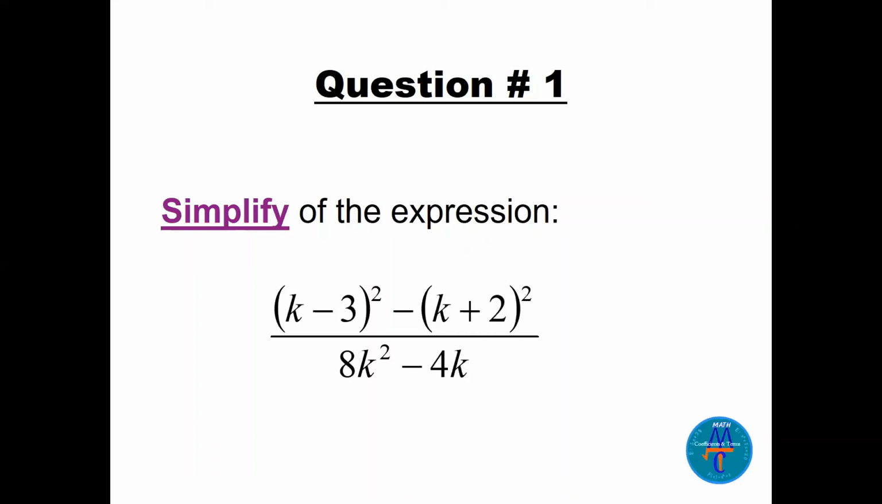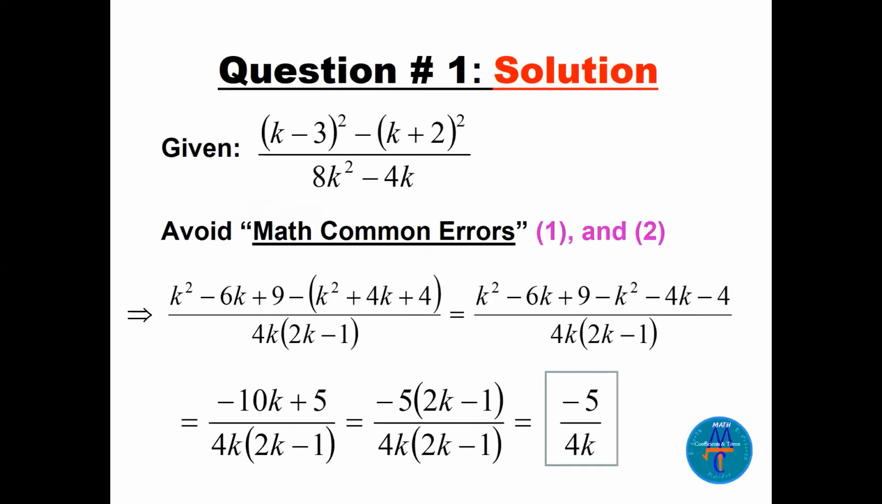Okay, did you try? Let's go and see the steps and the answer. First, try to avoid the mistakes and use the correct formula. Look carefully, please, here. K minus 3 squared, we can write as a perfect square trinomial.